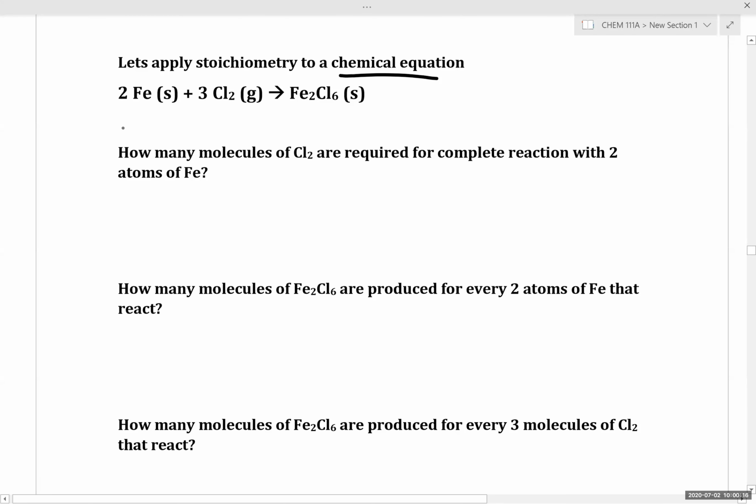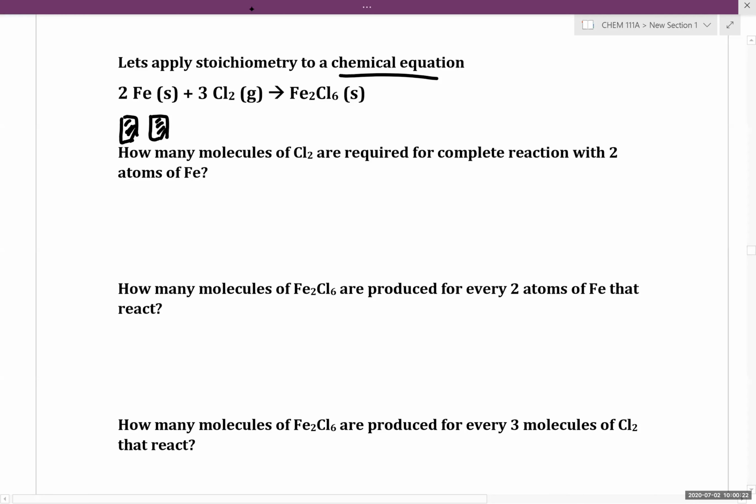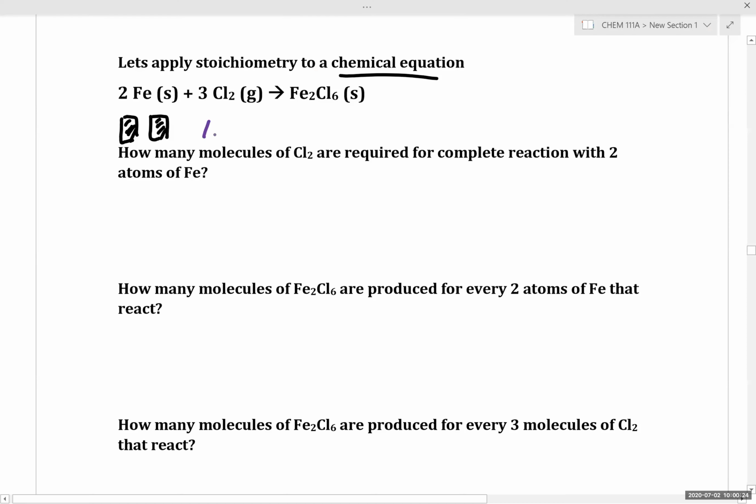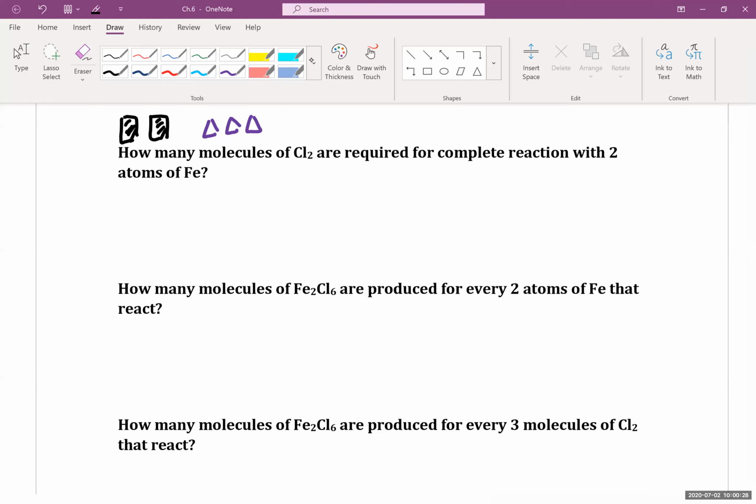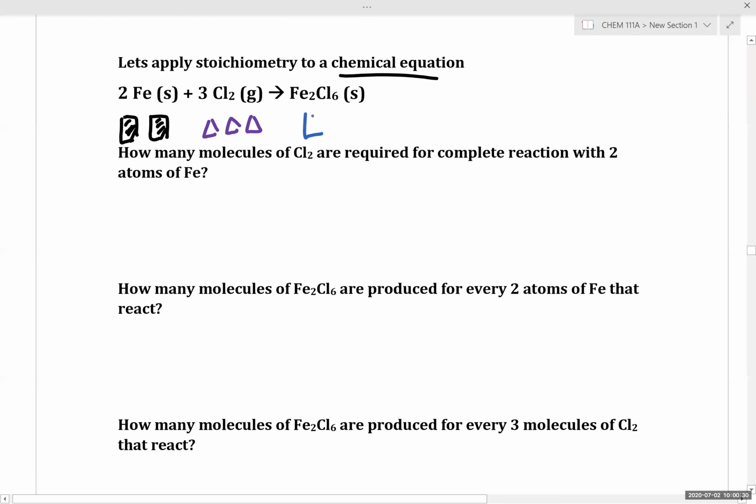If you want, you can think of iron as our bread. So we have two atoms of iron. For chlorine, we have 3 molecules of chlorine reacting to make 1 molecule of iron, this iron 3 chloride dimer.